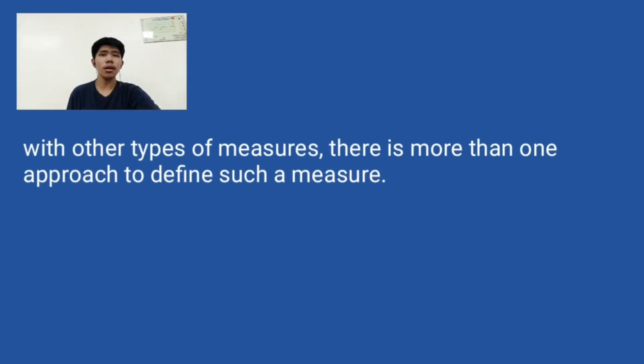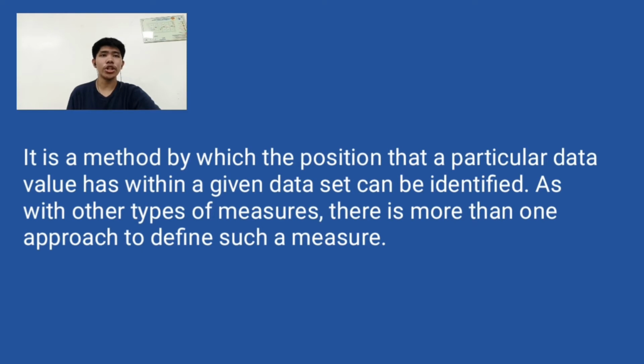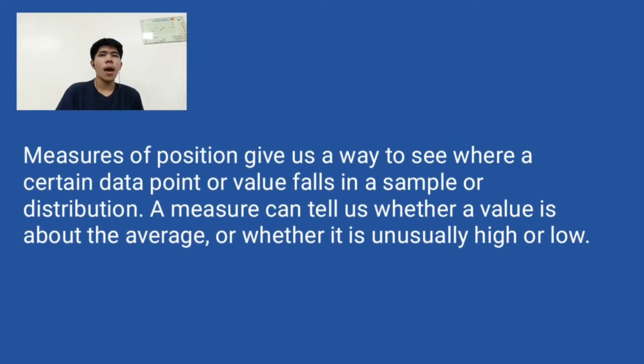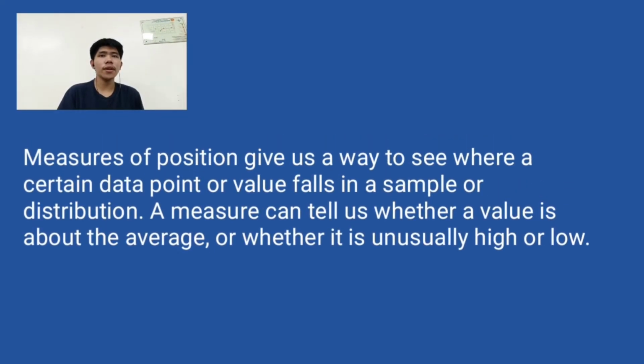To define measure of position, it is a method by which the position that a particular data value has within a given data set can be identified. As with other types of measures, there is more than one approach to define such a measure. Measures of position give us a way to see where a certain data point or value falls in a sample or distribution.